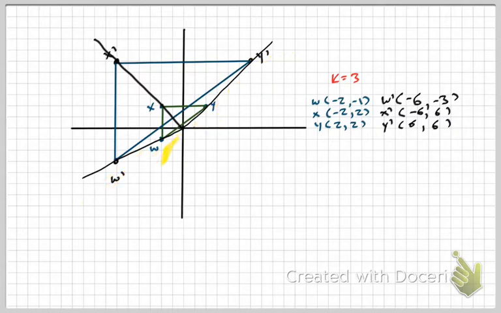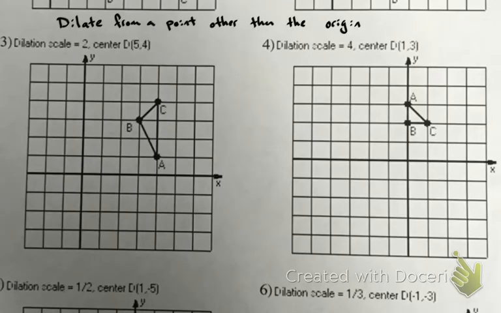Now, let's move on to dilating from a point other than 0, 0. So this is where you need to put your thinking cap on a little bit again, just like when we were rotating around a point other than 0, 0. Okay? So notice I have triangle ABC. Now in the past, we were always dilating from right here. But now our center of dilation is changing to 5, 4. So 1, 2, 3, 4, 5. 1, 2, 3, 4. Let's go ahead and draw that in.